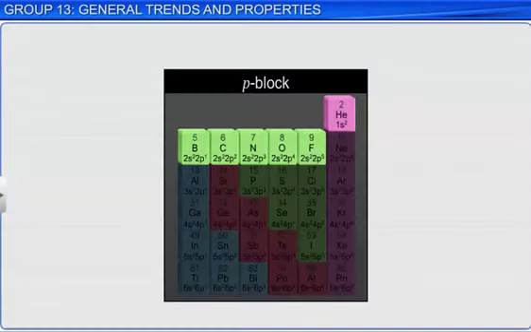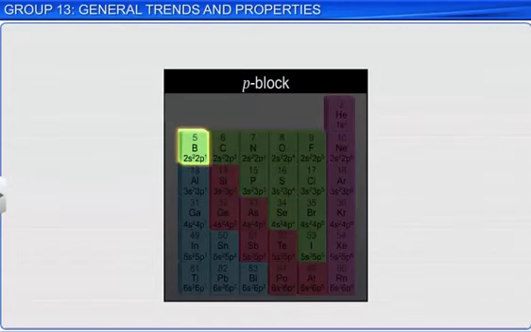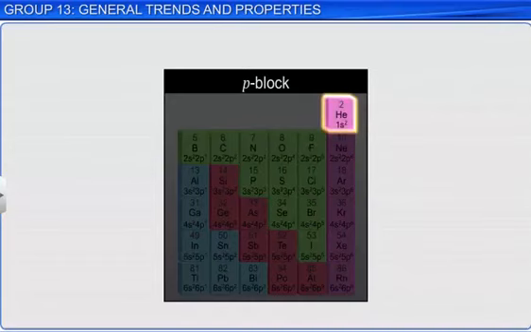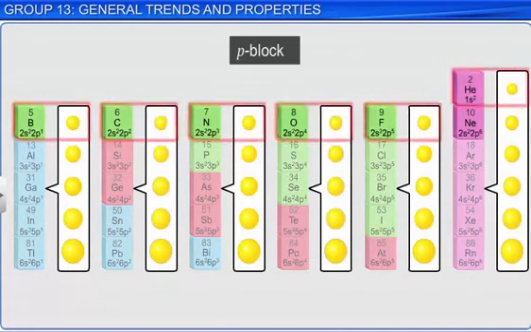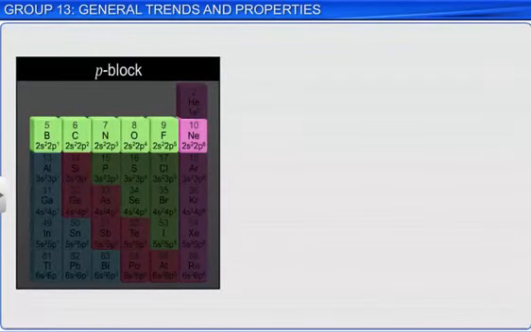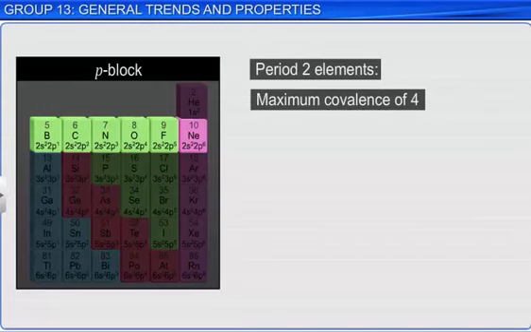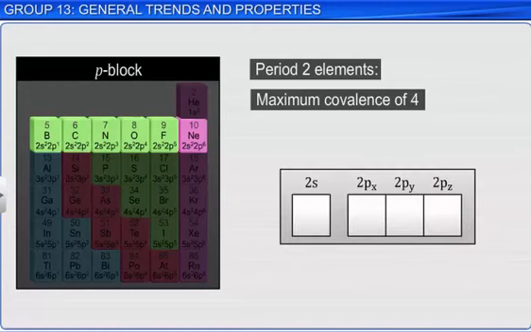The first member of each family in the p block, that would be boron, carbon, nitrogen, oxygen, fluorine, and helium, have the smallest atomic radius in their respective families. Each of these exhibits some anomalous behavior as a result. For example, the elements in period 2 have a maximum covalence of 4. They never exceed 8 electrons because they can only use their 2s and 2p orbitals in bonding.